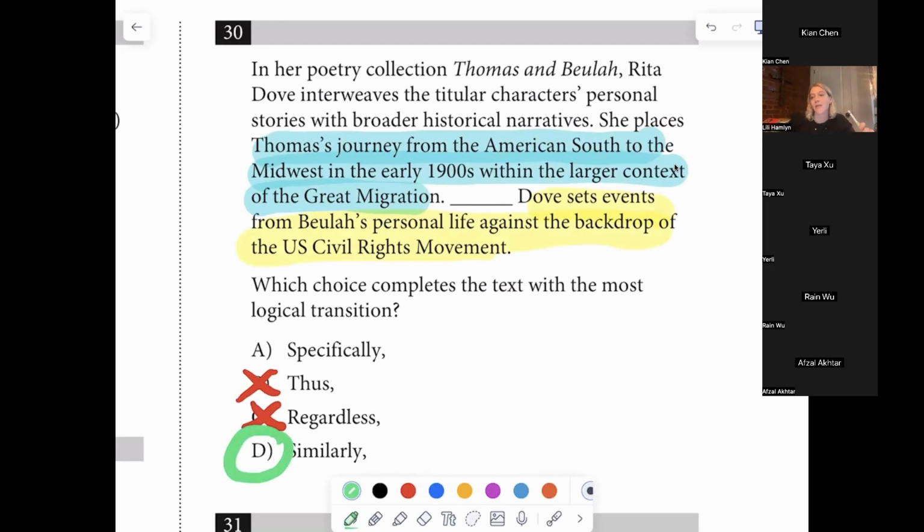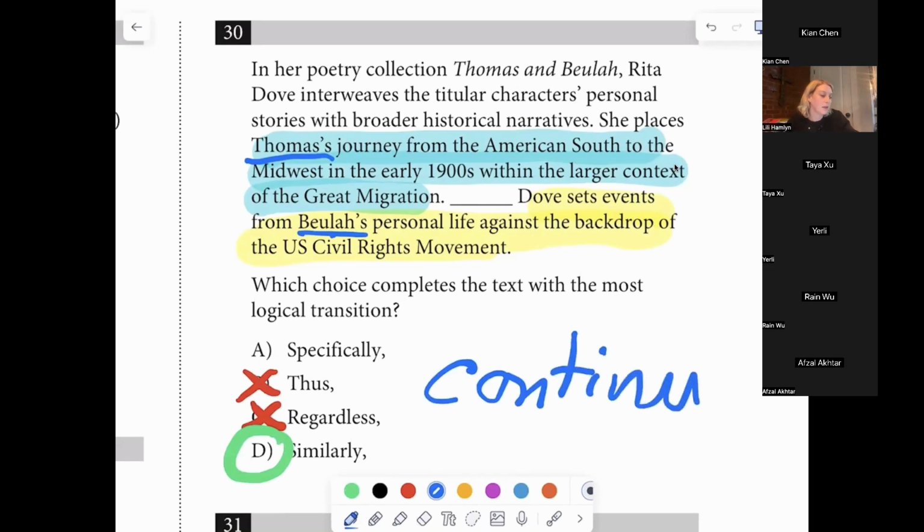Did that make sense to everyone? Does anyone have any questions about that? Yeah, fair enough. Whoever didn't see the names. So yeah, we've got Thomas's journey and Beulah's journey. So she's doing similar things with both these characters. So it's a continuation and we want similarly.